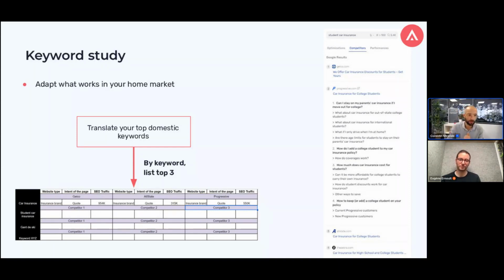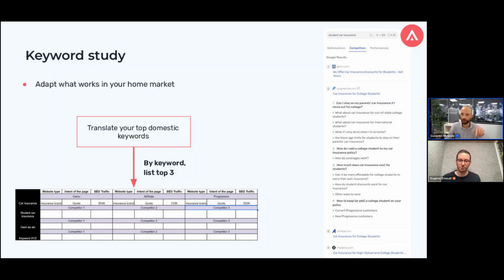So here you can see on the keyword car insurance, you have the top 3 with Jayco, Allstate, Progressive. You can see who they are. So they are insurance brands. They have pages that look to have a quote. That's the conversion on the page. We can see the SEO traffic. So those are huge pages, nearly 1 million traffic on the Jayco page. So it's huge. It's going to be really, really competitive. If you're not a big player, you should not go for that because it's going to be too hard, too costly. And you can do that for each and every market that you are good on in your domestic market.